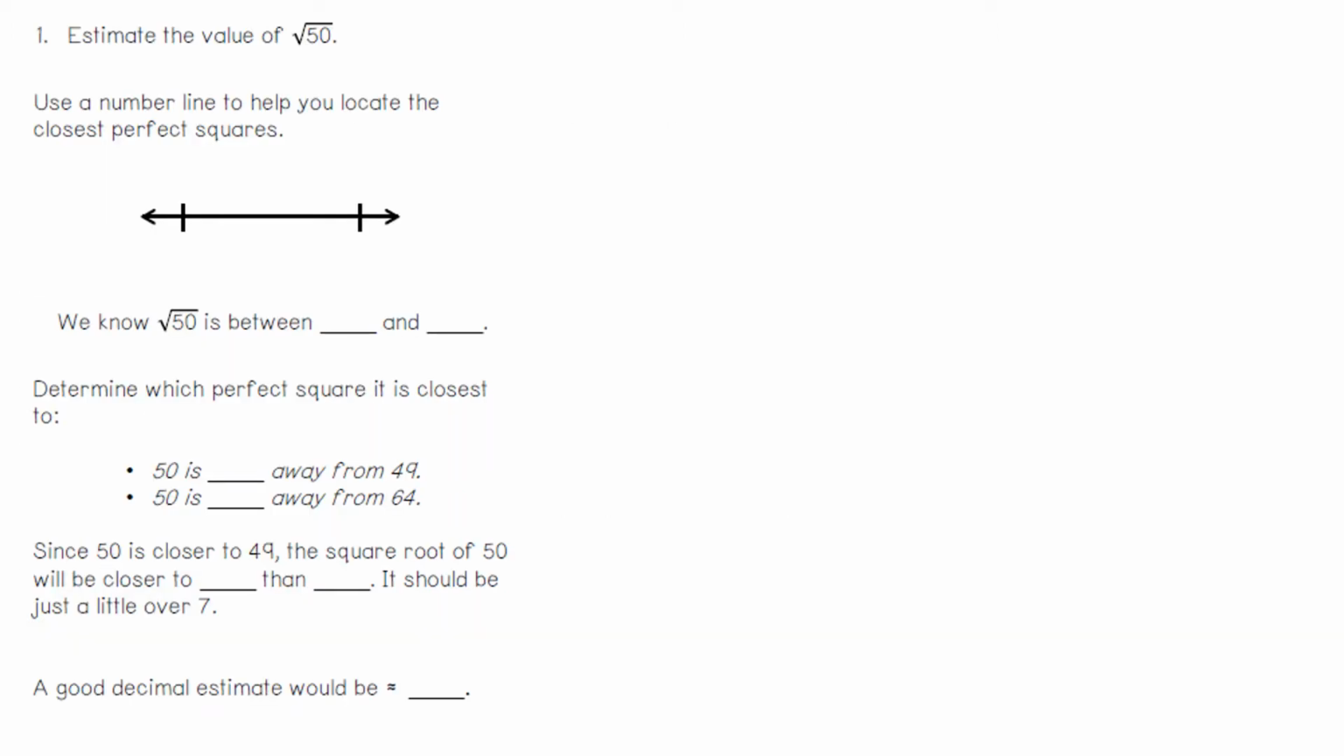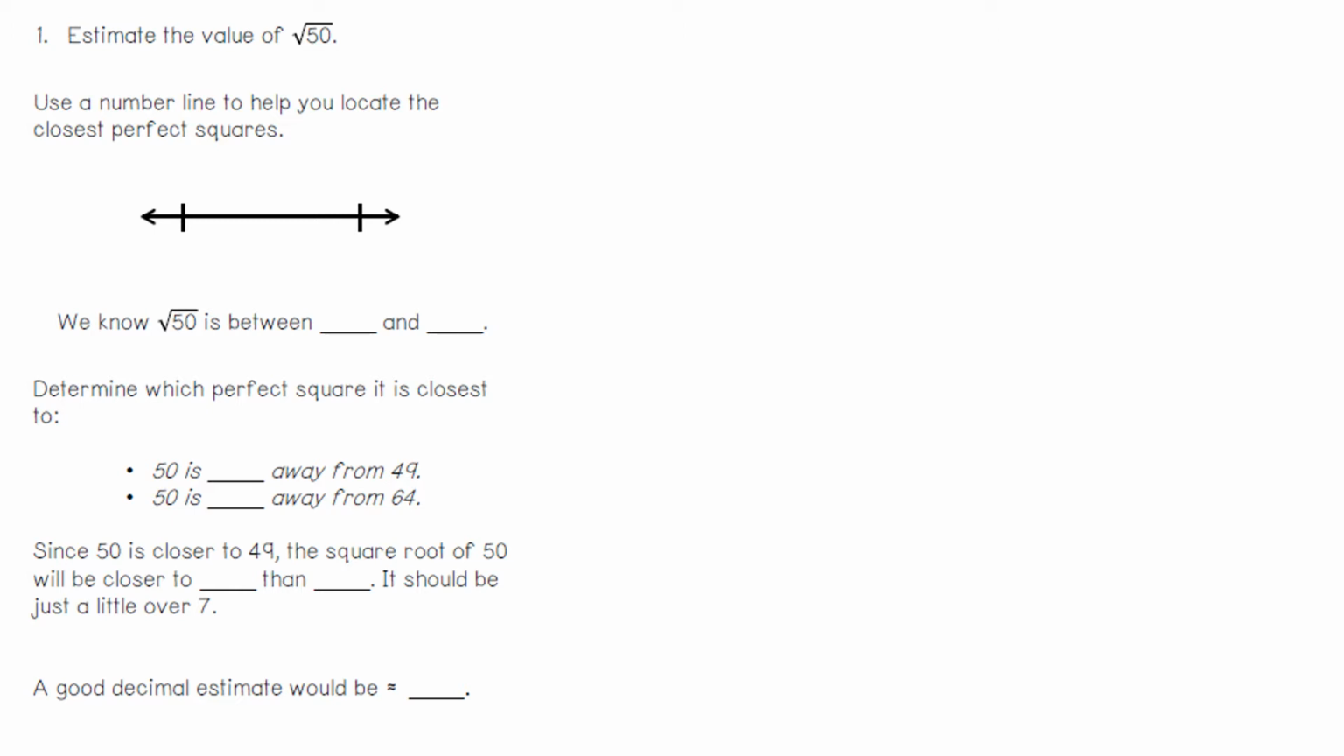Because we have non-perfect squares, it means that our answers are going to be decimals. So we're going to have to estimate. That's what the word approximate means. When we are approximating non-perfect squares, we are estimating. We're going to round and find the easiest answer, the decimal answer.